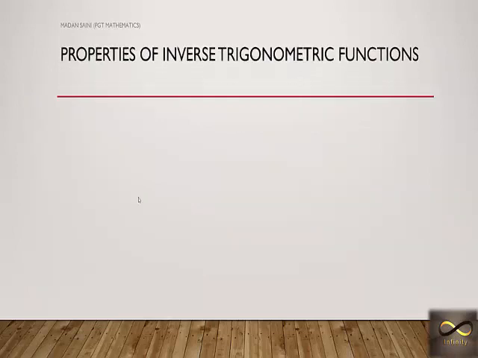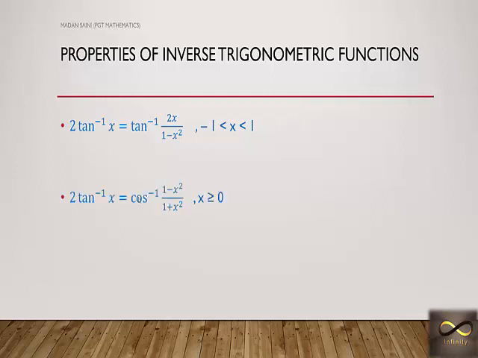Next property देखते हैं हम. 2 tan inverse x is equal to tan inverse 2x upon 1 minus x square when x lies between minus 1 to 1 open interval. Similarly we will have these two identities. See left hand side आप देख सकते हैं सबकी सेम है, 2 tan inverse x का ही फॉर्मूला है, but they are in terms of tan inverse, cos inverse and sin inverse.